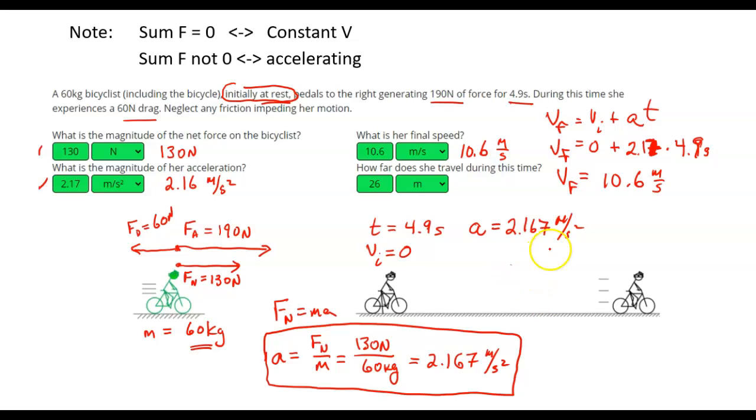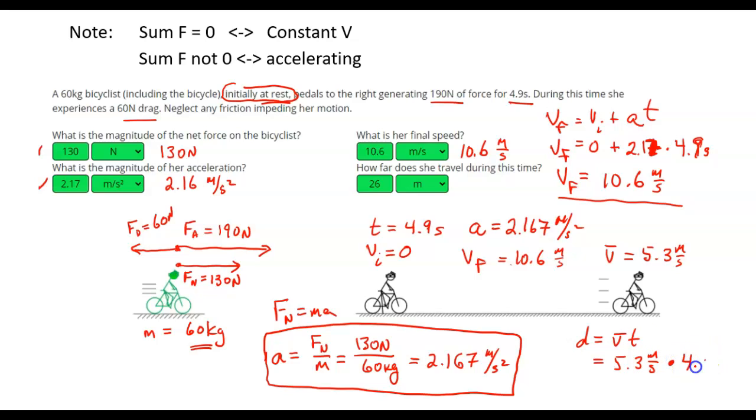All right, well, how far does she travel during that time? A couple of ways you can do that. You could do distance equals initial velocity times time plus 1/2 at squared. Or now that we know the initial velocity is 0, we now know our final velocity is 10.6. So we can calculate pretty easily our average velocity, which is right smack in the middle of these two, which is 5.3 meters per second. And we know distance equals average velocity times time. So 5.3 meters per second times 4.9 seconds equals 26 meters. So we plug that in over here, and we are done.